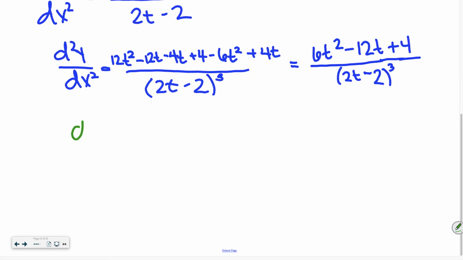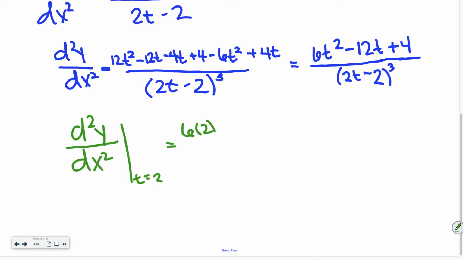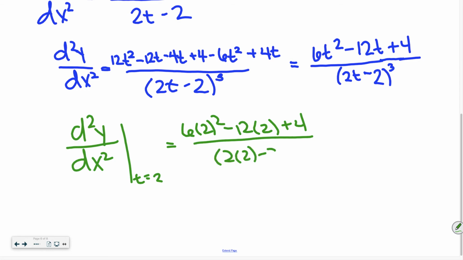Our second derivative, evaluated at t equals 2, would be positive? Yes. Because don't we have 24 minus 24 plus 4, all over 2 cubed? So this equals 1/2, which is positive.